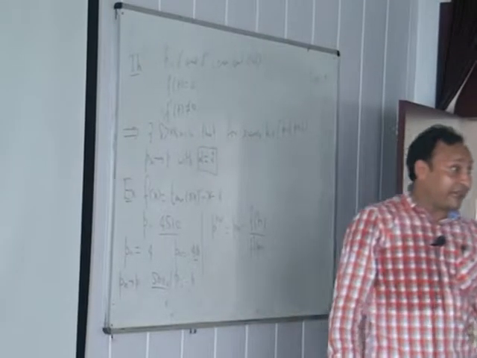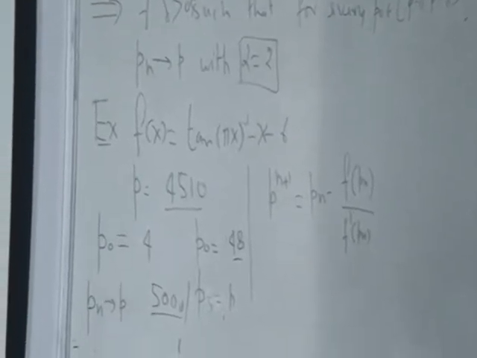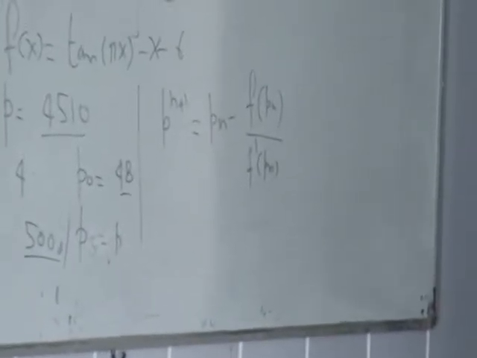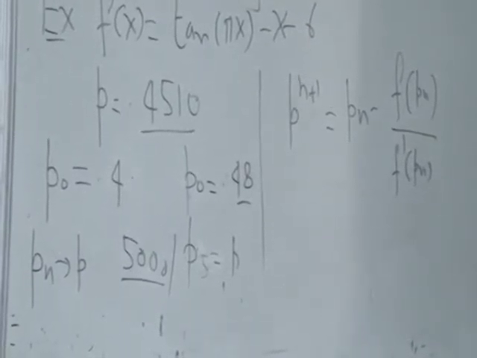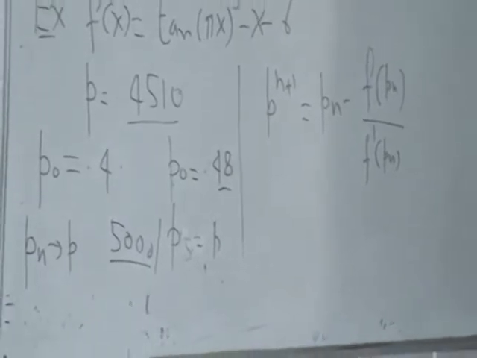But if you take p naught as 0.48, just an example, this will converge in 5 iterations. You get the exact root, P5 equal to P, within 5 iterations. So that's the problem. Even though we have taken a very close p naught, 0.4, reasonably close to 0.45, it doesn't work. But if you take 0.48, it converges in 5 iterations.